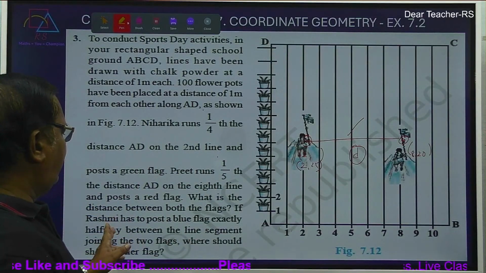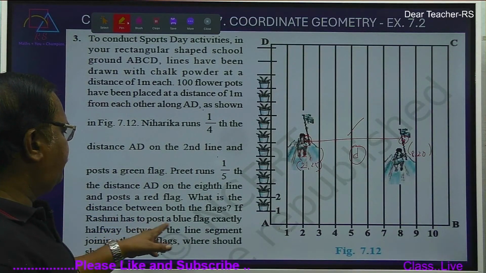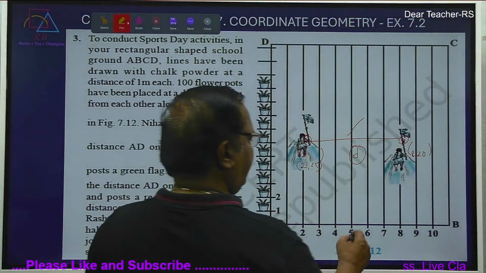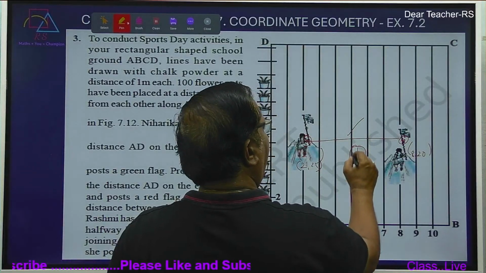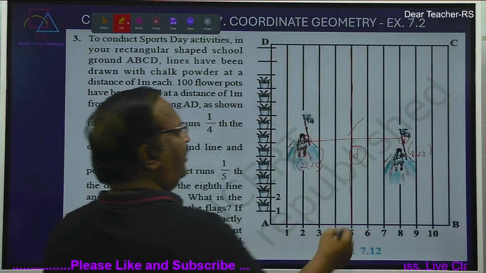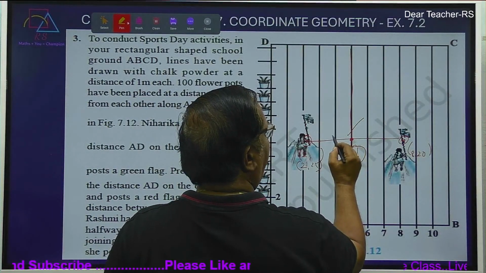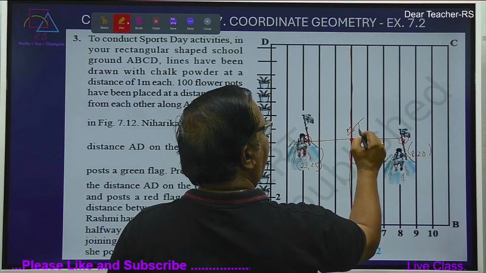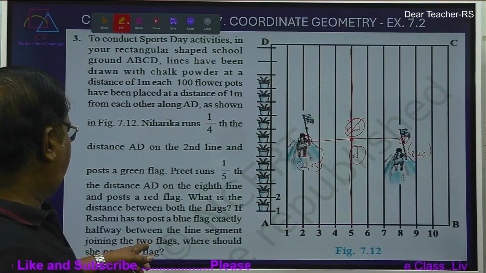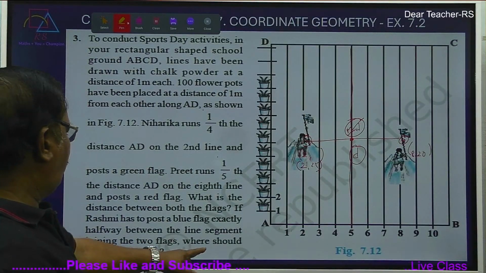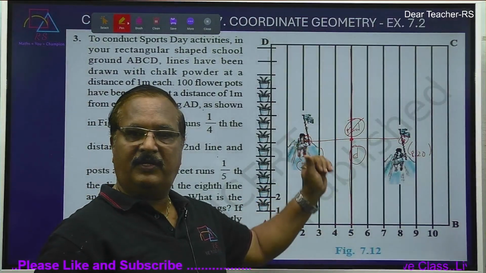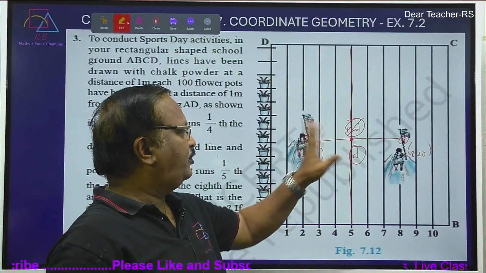That is Rashmi, one more girl has come. Rashmi has a post blue flag exactly halfway between the line segment. Now Rashmi has come on line A. Right? Halfway. So halfway is between, that means this will be the midpoint. So now you have to find out the midpoint. Then what he asked, he did not ask where should she post her flag, but how far from here she has to post this flag.